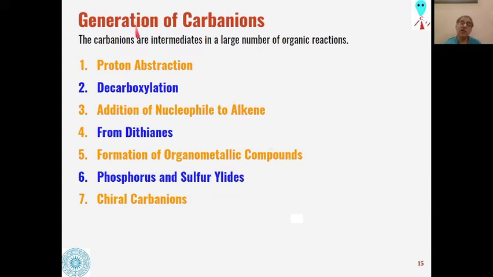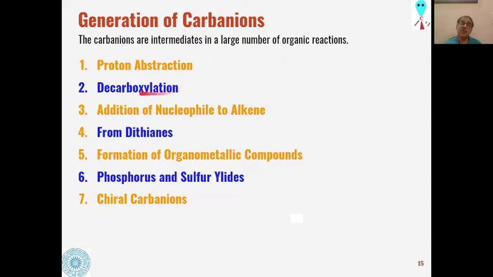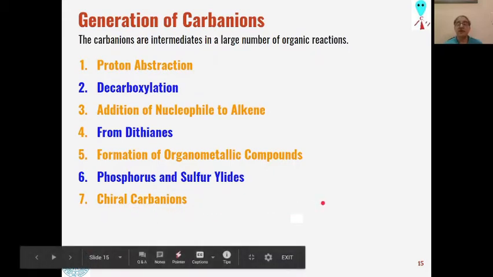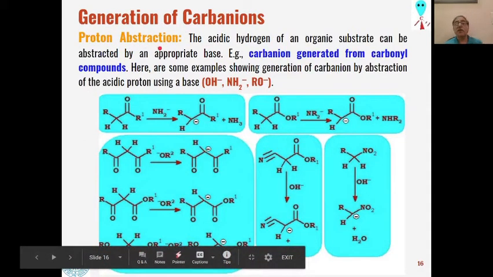Then, generation of carbanions, that is, how we can produce carbanions. Carbanions can be produced by a number of methods. First is by proton abstraction, or they can be produced by decarboxylation, or by addition of nucleophile to any alkene, from dithianes, from organometallic compounds, from phosphorus and sulfur chelates, and also from chiral carbanions. So first is from proton abstraction.